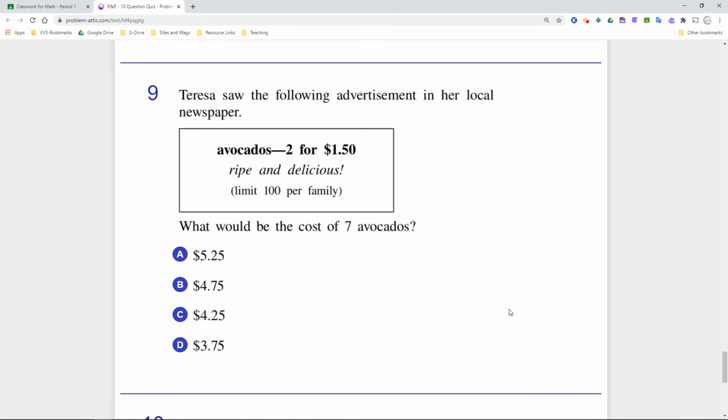Number 9, Teresa saw the following advertisement in her local newspaper. Avocados, 2 for $1.50, ripe and delicious. Limit 100 per family. What would be the cost of the 7 avocados? A, $5.25. B, $4.75. C, $4.25. Or D, $3.75. Teresa saw the following advertisement in her local newspaper. Avocados, 2 for $1.50. Ripe and delicious, limit 100 per family. What would be the cost of 7 avocados?